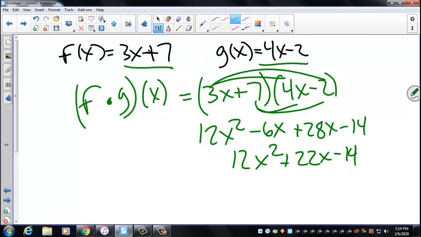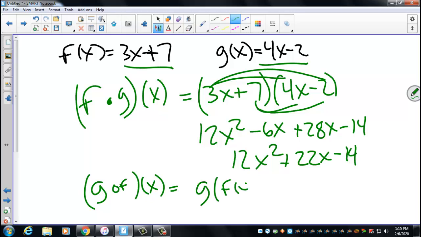Okay. And we'll end with this last one. Is it F composed with G or G composed with F? G composed with F. What does that mean? That means take F and plug it in for G.